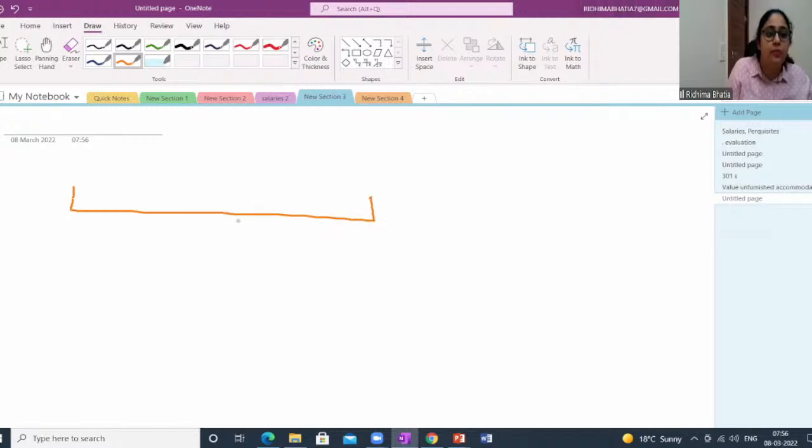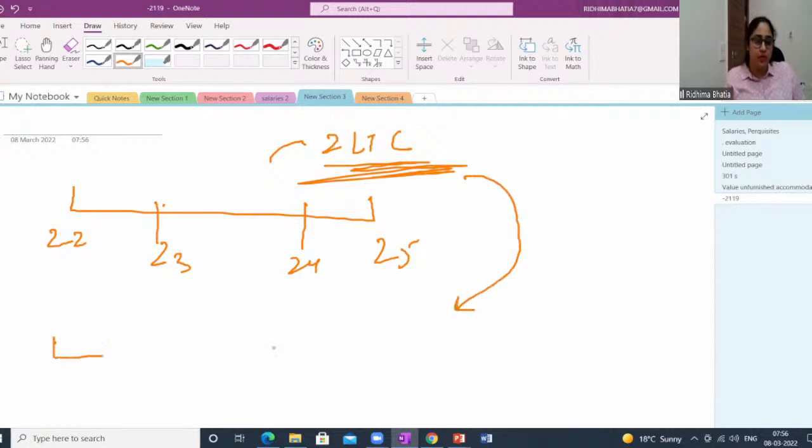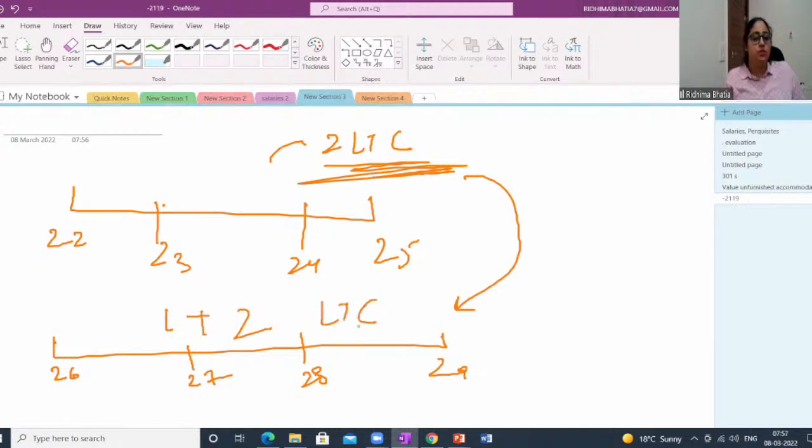The present calendar year block which is going on is 22, 23, 24 and 25. So in this, maximum 2 leave travel concessions are allowed. If you do not take both, I'm not saying one, if you do not take both, one would be allowed to be carry forwarded. So in calendar years 26, 27, 28 and 29, 1 plus 2 leave travel concessions would be allowed. One would be the one which is carry forwarded.